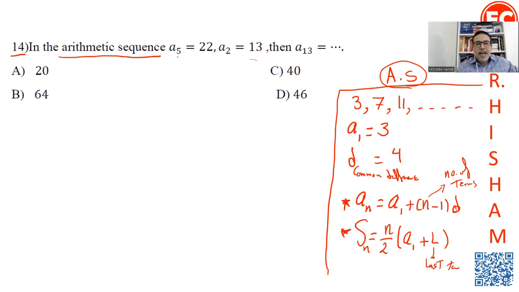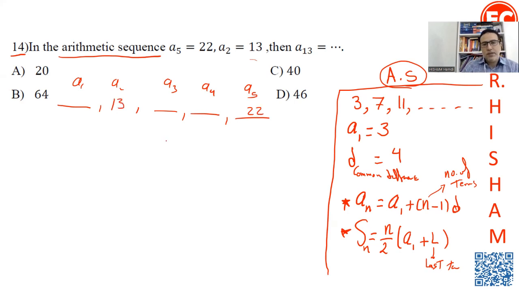I have A5, the fifth term, equal to 22, and A2 equal to 13. Imagine with me that we have a sequence A1, A2, A3, A4, and A5. A5 is 22, and A2 is equal to 13. Between them, I have 3 intervals, so I add the same number 3 times.